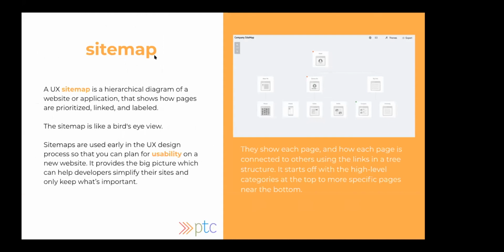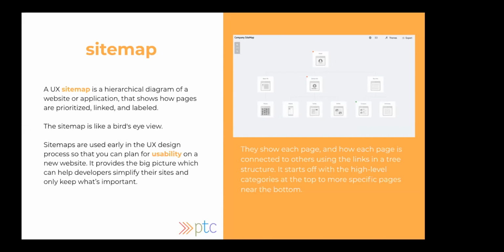A UX sitemap is a hierarchical diagram for the website or application that shows how the pages are organized, linked, and labeled. If a user flow is like the close-up detail view, the sitemap is like the bird's eye view. Sitemaps are used early in the UX design process so that you can plan for usability on a new website. It provides a big picture which can help developers simplify their sites and only keep what's important.